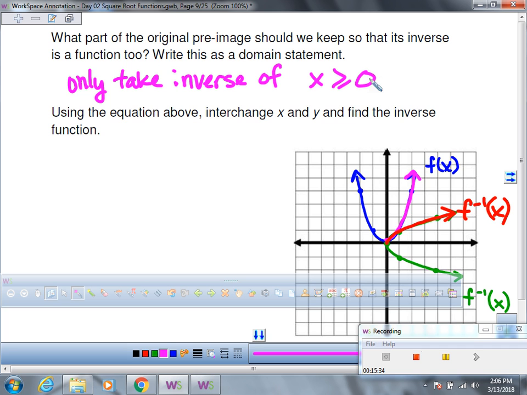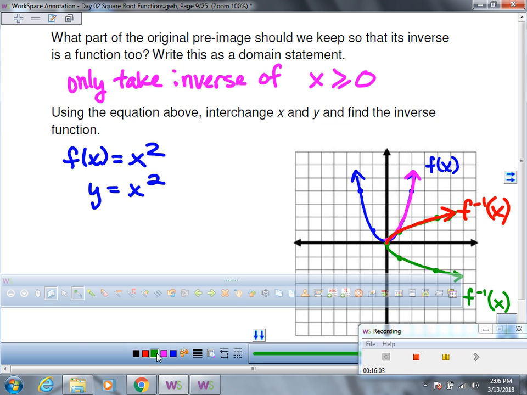Using the equation above, interchange x and y. I think I showed you guys this yesterday. So using the equation above, y equals, or f of x equals x squared. Interchange x and y and find the inverse function. Okay, to interchange x and y, I need a y. So y equals x squared.